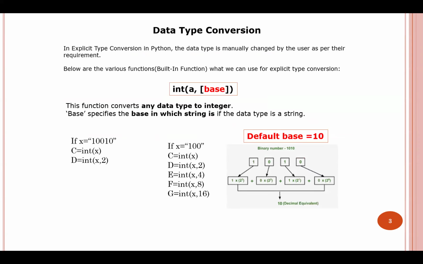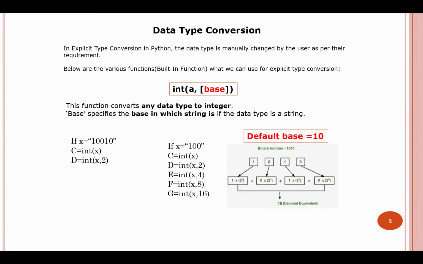Like one function we have, integer. What are the parameters we require to use this function? First one is what you want to convert to integer, that is the first thing. And the second thing is what the base is.